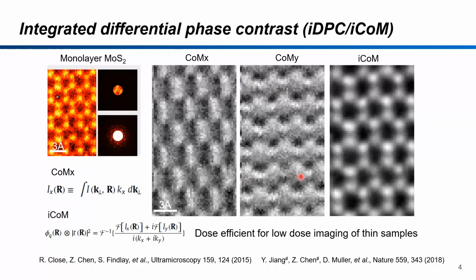This method actually is very dose efficient, and you can even use a conventional segmented detector to get this DPC image. So it's widely used for low dose imaging of beam sensitive materials or biological materials.